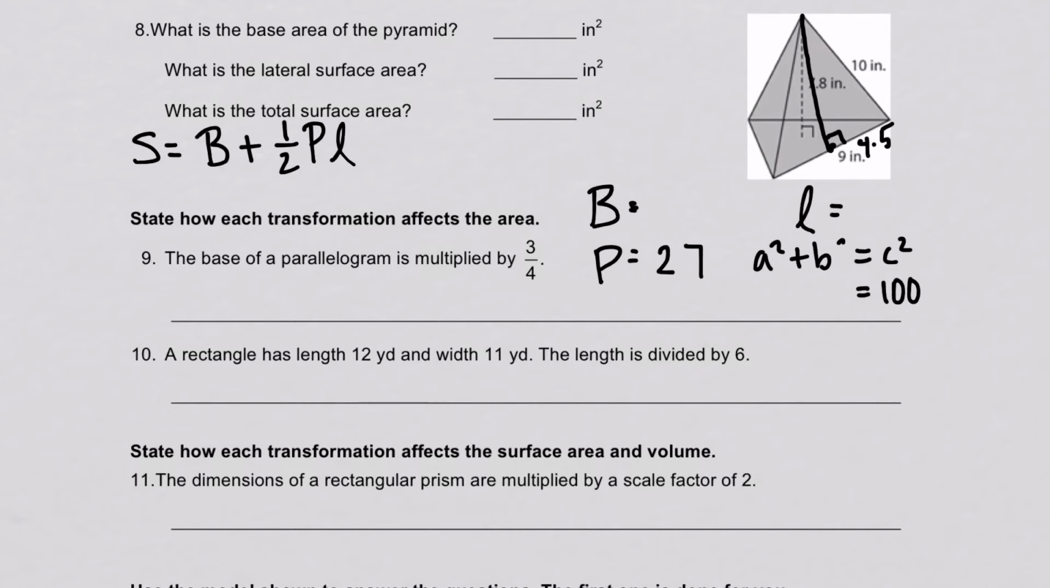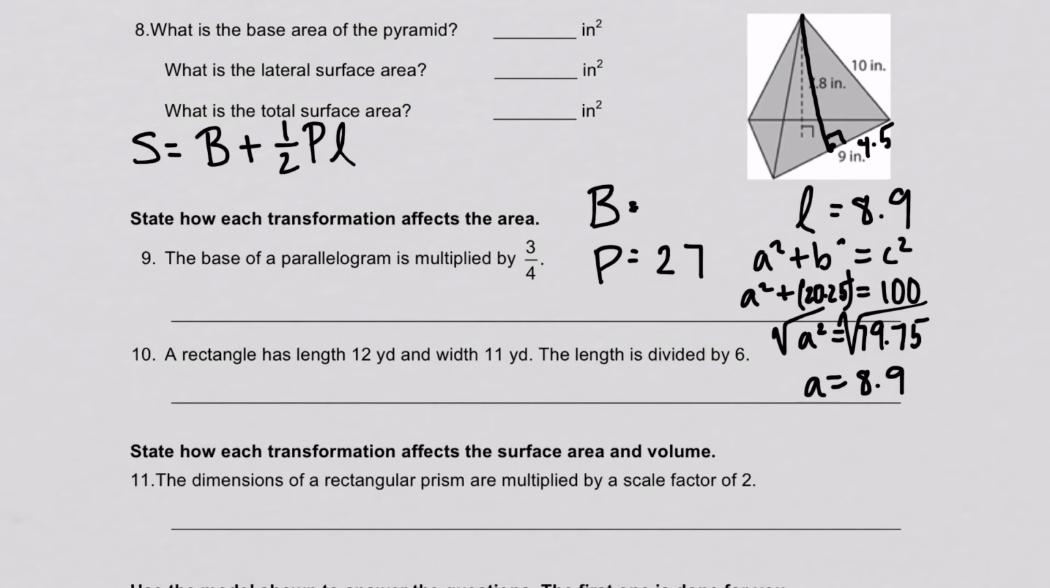And then I know a or b, 4.5, right? I'm going to call it b is 4.5. So it's going to be a squared plus 4.5 squared, which is 20.25. And then I solve for a by subtracting 20.25. I'm going to get 79.75, and then take the square root of both sides to get a is equal to the square root of 79.75, which is approximately 8.9. Okay, and that is L.